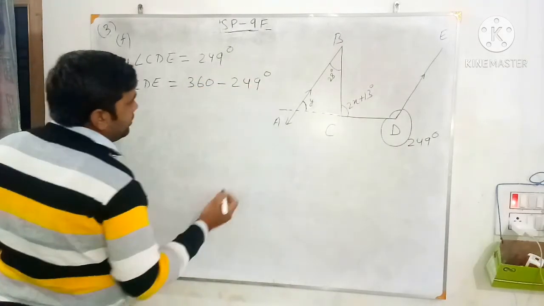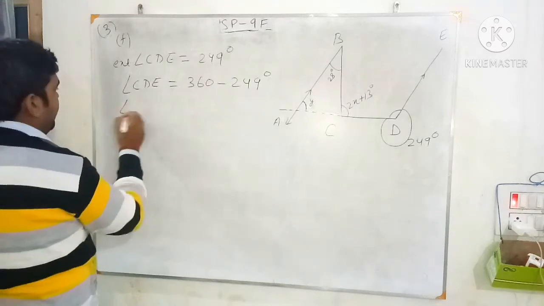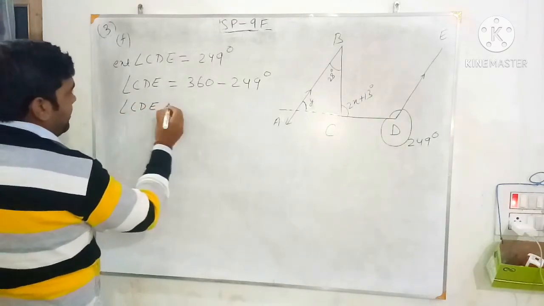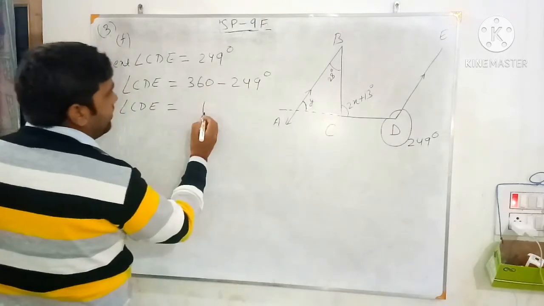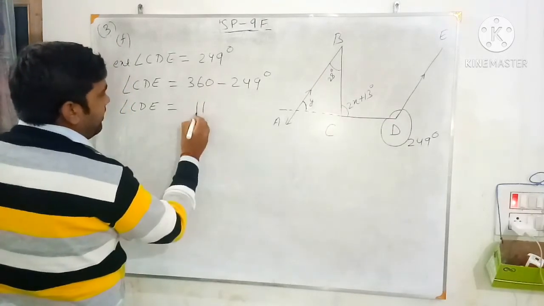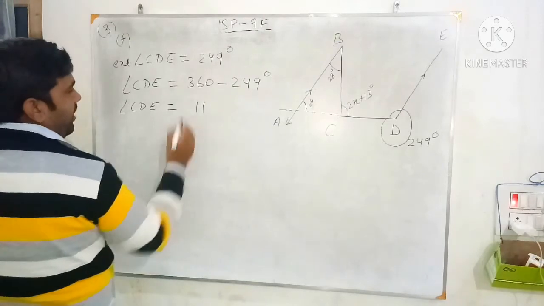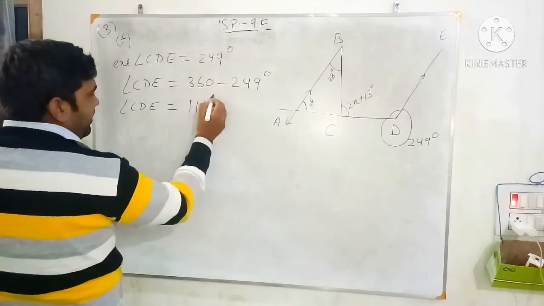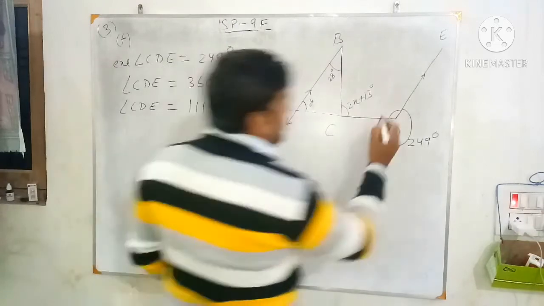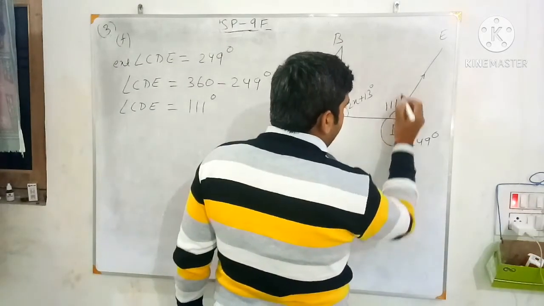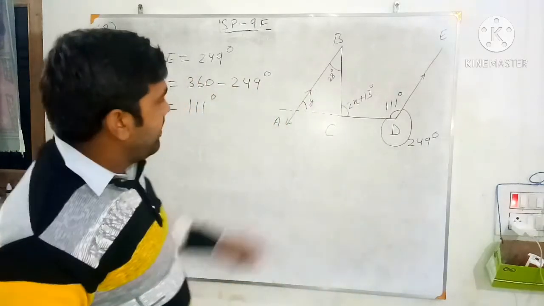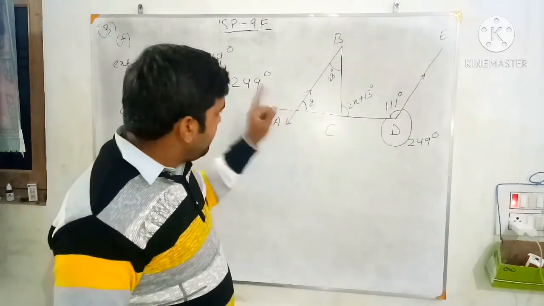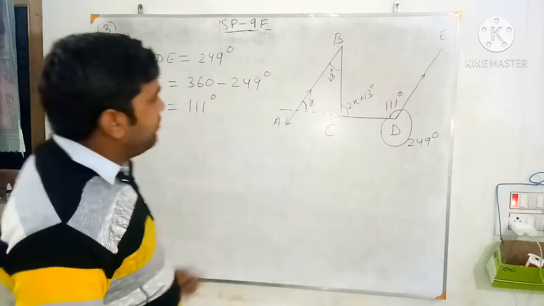So when you subtract this, what you will get? Angle CDE equals to 360 minus 249, that is 10 minus 9 gives you the 1, 5 minus 4 gives you the 1, and 3 minus 2 gives you the 1, that is 111 degree. So angle CDE that I got is 111 degree, this angle. Now see, this y plus 111 is what? This is the co-interior pair.